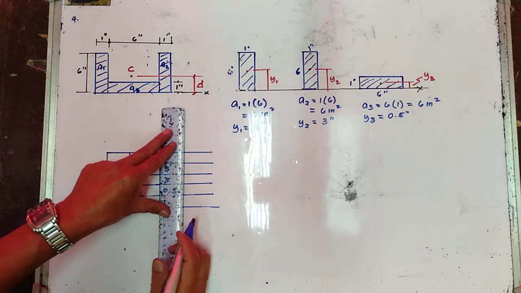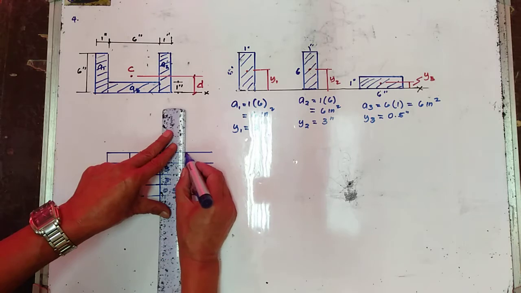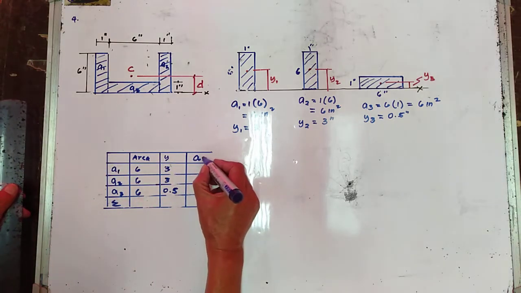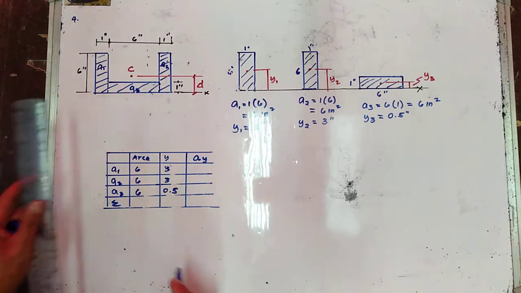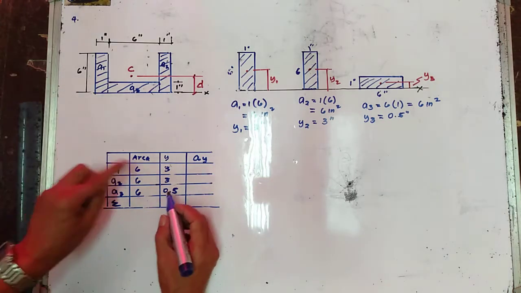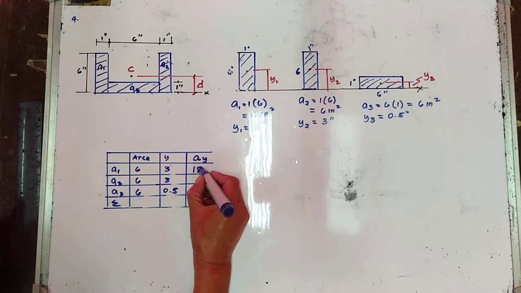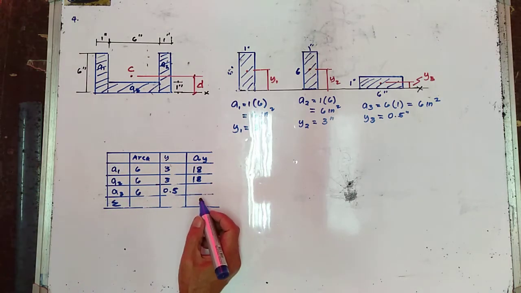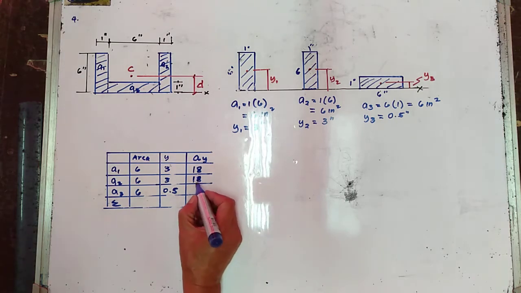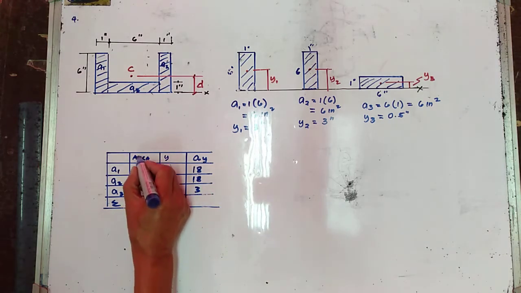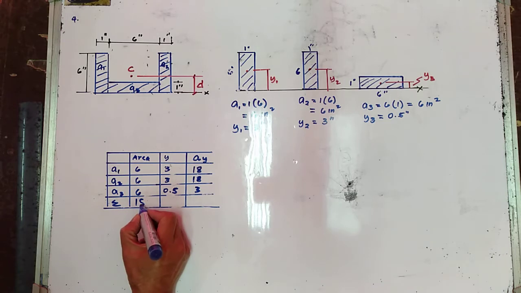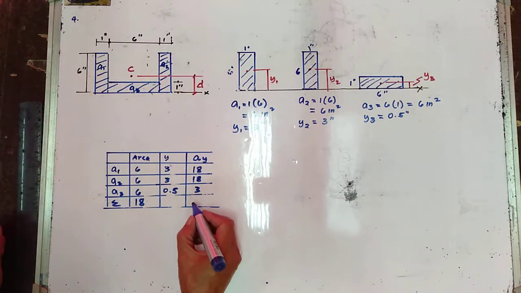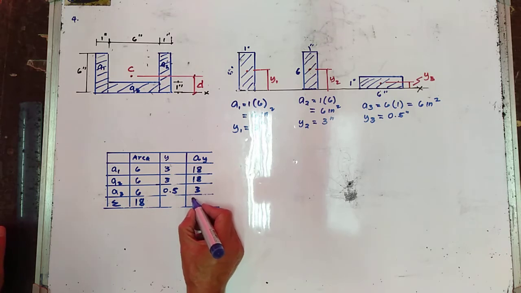So let us try to determine now your area times y. So your A multiplied by y. So we have 6 by 3, so that is 18. We have 6 by 3, that is also equal to 18. And 6 by 0.5, it is equal to 3. So summation area is equal to 18, and summation AY is equal to 39.